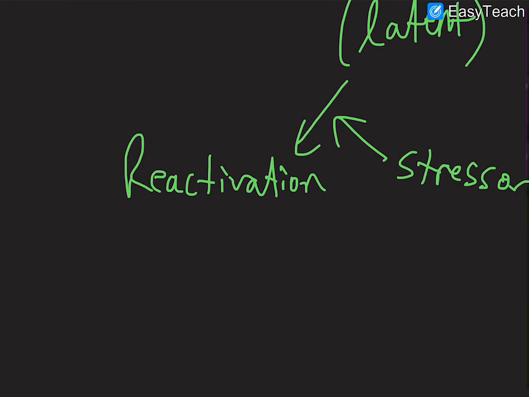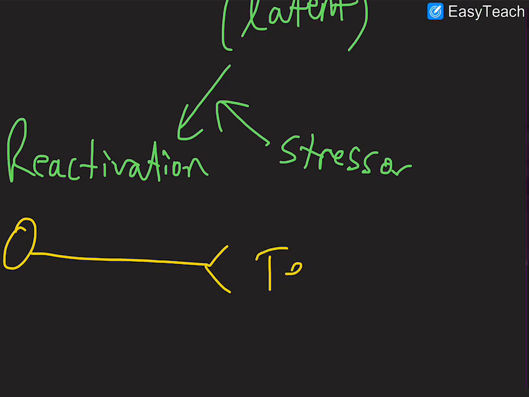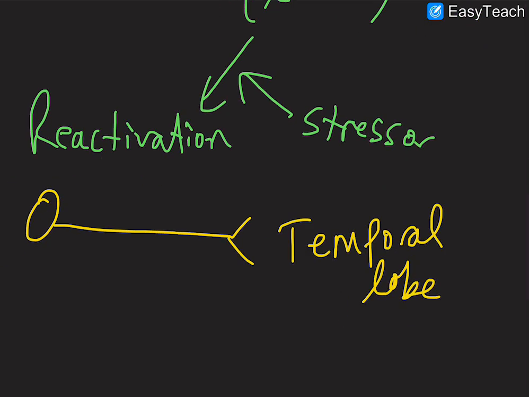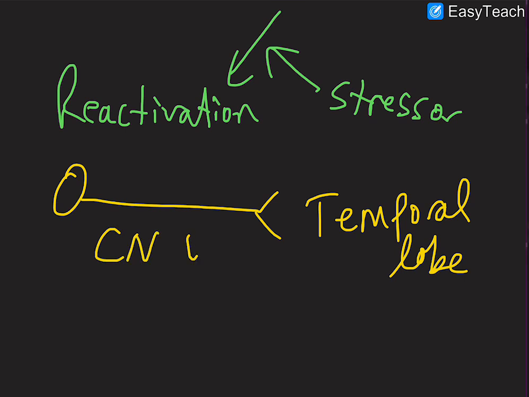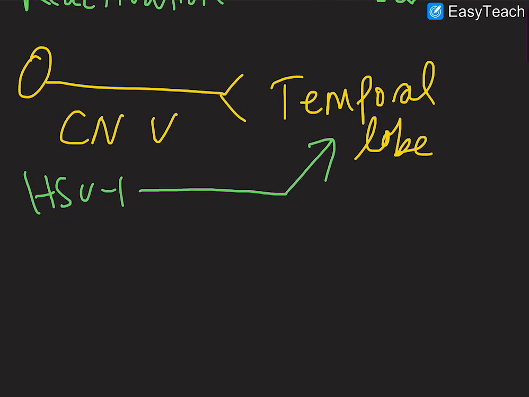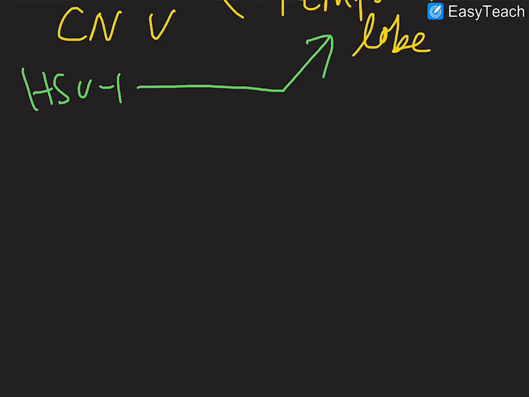A stressor occurs, now this virus gets reactivated, and through the trigeminal nerve, it can spread to the temporal lobe of the brain. So it's going to be our cranial nerve 5. Through the trigeminal nerve, HSV1 spreads and hits the temporal lobe neurons.